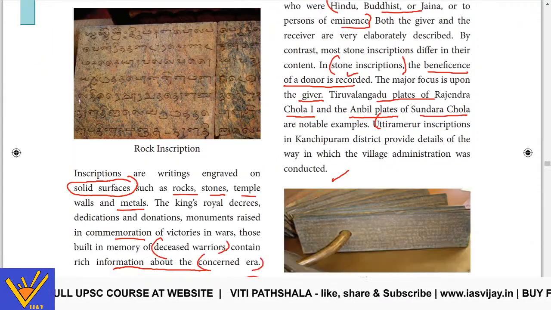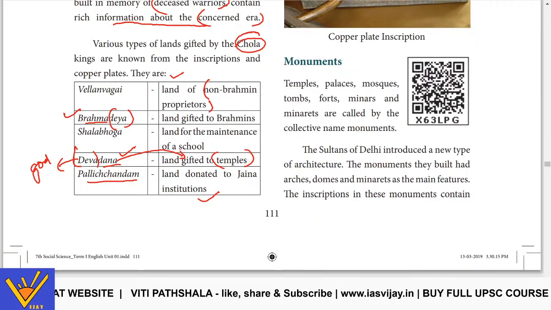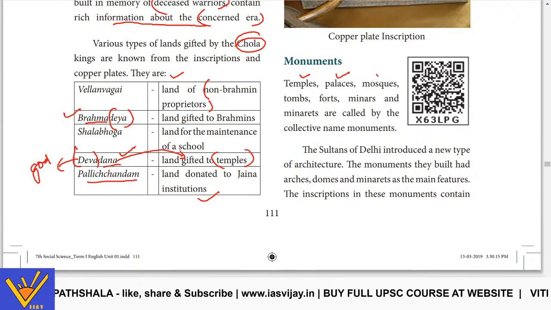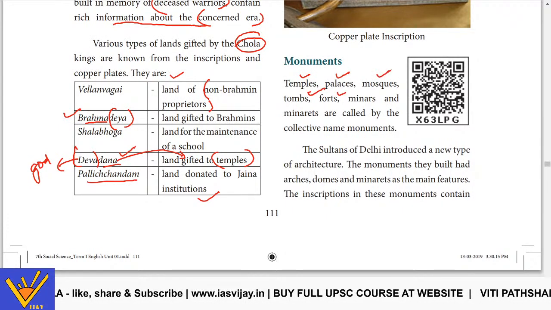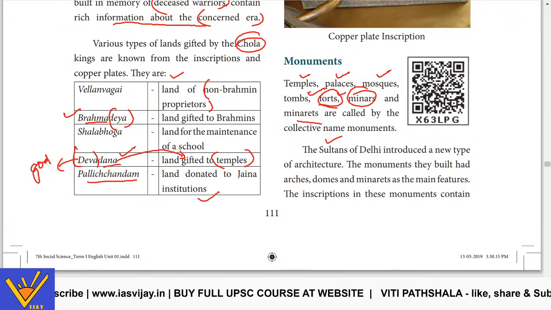Now, this was about the inscriptions. Next comes the monuments. A monument can be a temple, palace, mosque, tomb, fort, or minaret; these are collectively called monuments.